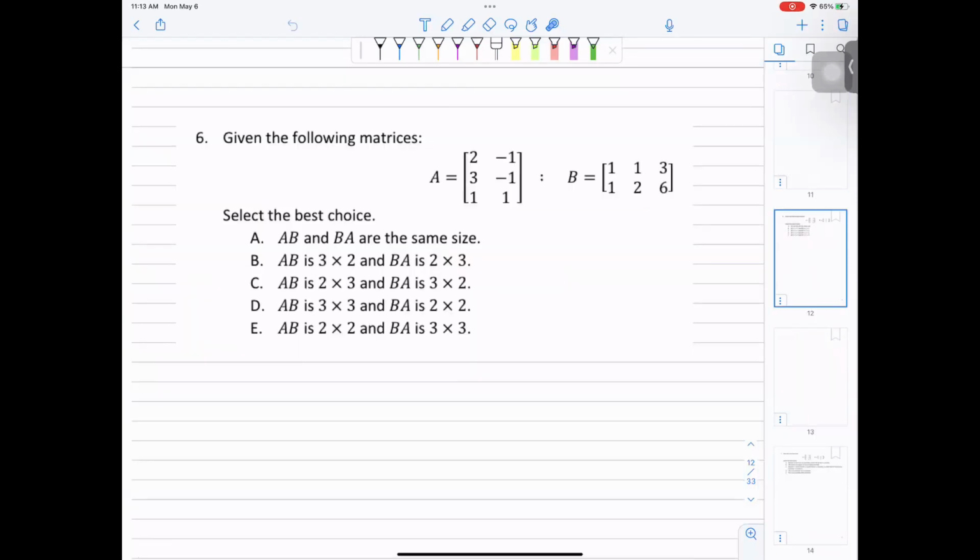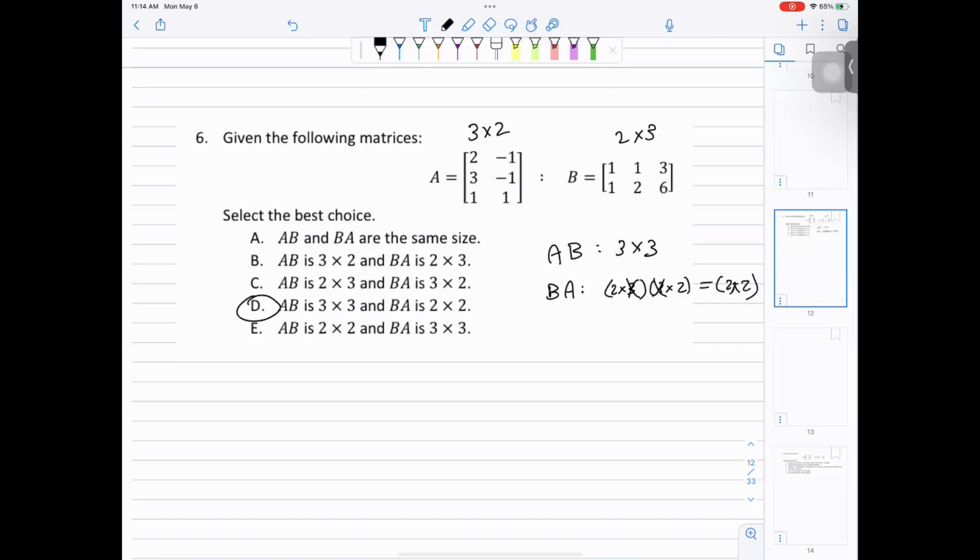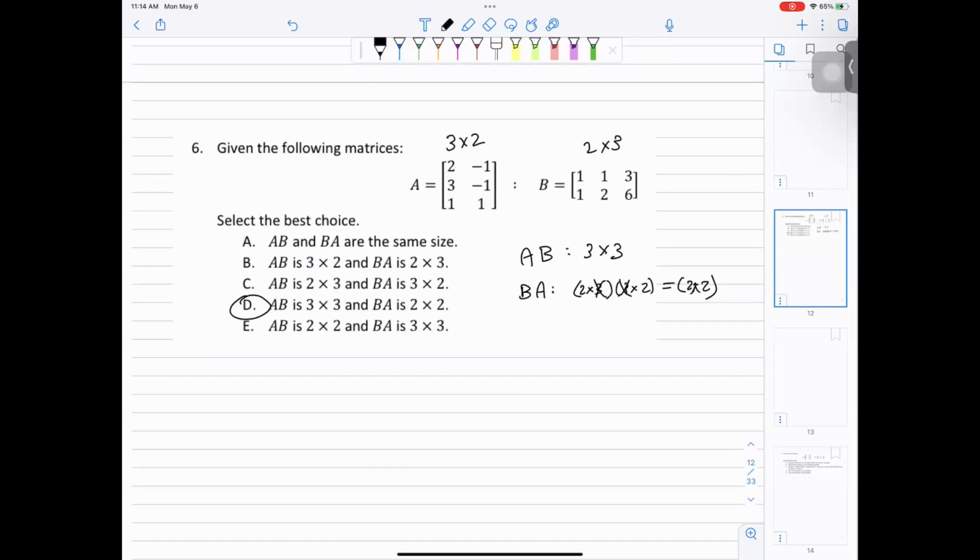Select the best choice. Let's look. A is a 3x2 matrix. B is a 2x3 matrix. So AB will be a 3x3 matrix. BA will be, well, B is 2x3, A is 3x2. So I take the first number and the last number, it's going to be a 2x2 matrix. Questions?